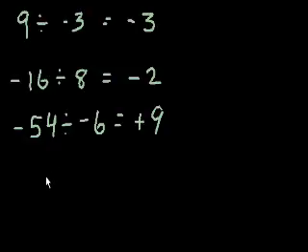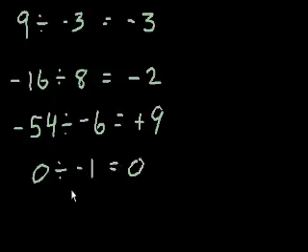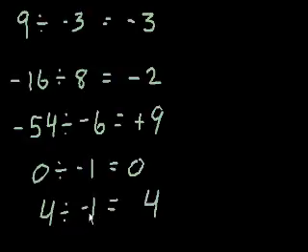And let's do one more. Obviously, 0 divided by anything is still 0. That's pretty straightforward. And of course, you can't divide anything by 0. That's undefined. Let's do one more. What is 4 divided by negative 1? Well, 4 divided by 1 is 4, but the signs are different. So it's negative 4. I hope that helps.